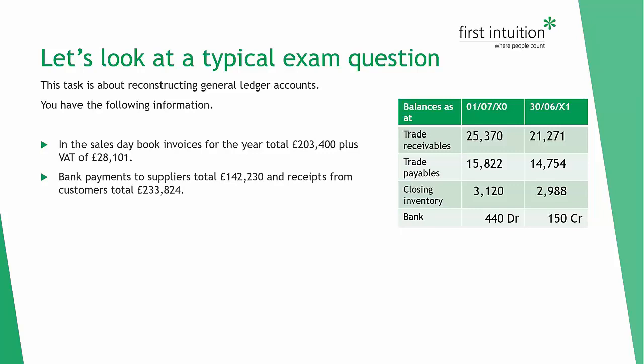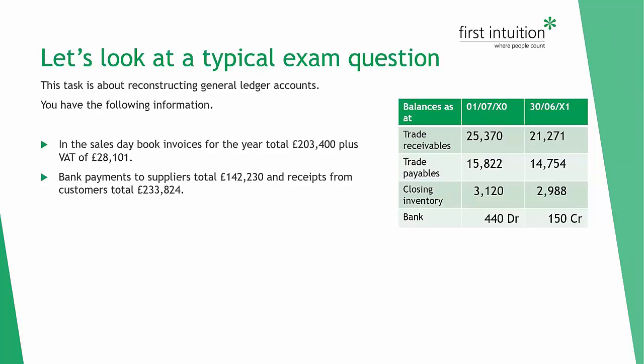Bank payments to suppliers total £142,230. Receipts from customers total £233,824. You may be thinking by now, why are we interested in all this? One of the jobs we have to do in this is to actually pick out which data we are interested in.